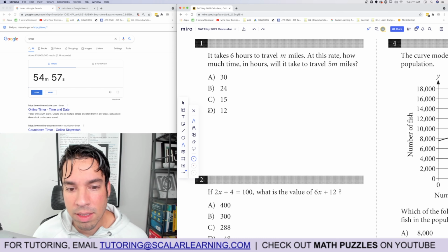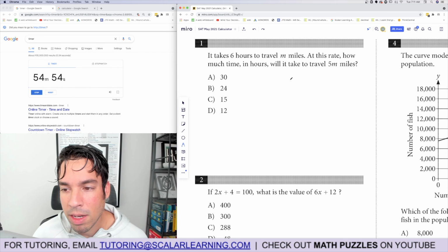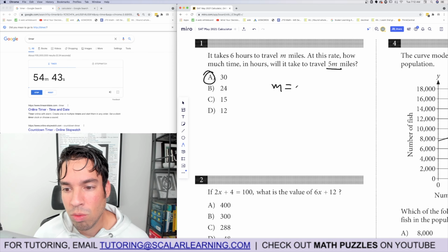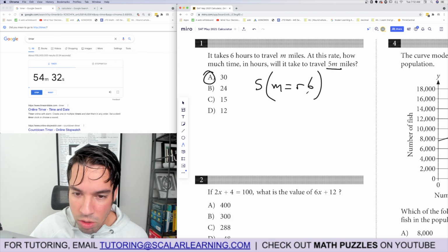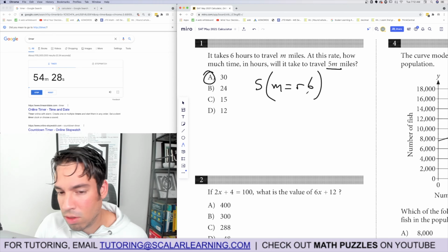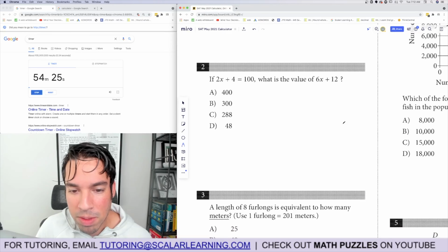All right, it takes 6 hours to travel M miles. At this rate, how much time will it take to travel 5M miles? It should be 5 times that, which would be 30 hours. Let me just make sure I'm not being crazy here. Distance equals rate times time. And then if I multiply both sides by 5, because 5M. Is this obvious? Yeah, 30 hours to travel 5M miles. Sorry, I'm overthinking it, maybe thinking I made a mistake.